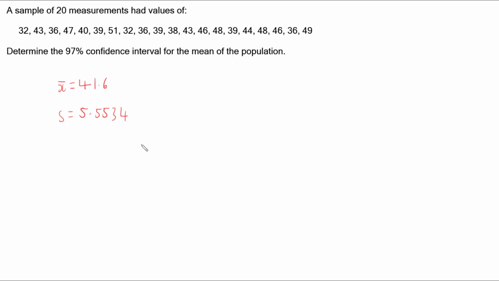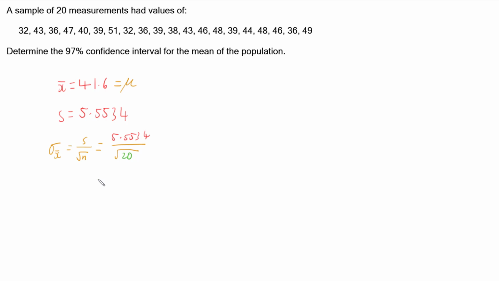So now that we've got our sample mean and standard deviation, we need to get our population mean and standard deviation. Now, our population mean is the same as our sample mean, so they're both the same. But our population standard deviation, which we're going to get from our sample, is going to be given by our sample standard deviation divided by the square root of our sample size. So we're going to have 5.5534 divided by the square root of our sample size. We had 20 numbers.